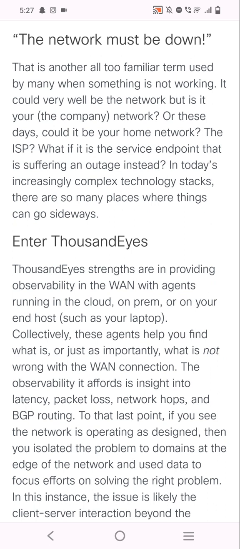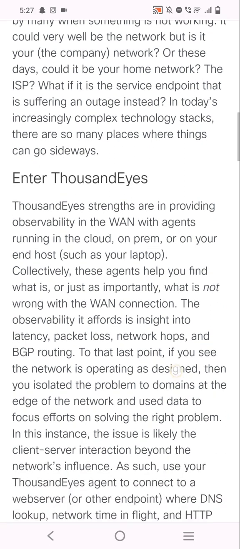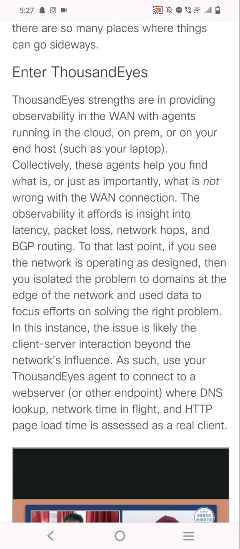In today's increasingly complex technology stacks, there are so many places where things can go sideways. Enter ThousandEyes. ThousandEyes' strengths are in providing observability in a WAN with agents running in the cloud, on-prem, or on your end host. Collectively, these agents help you find what is, or just as importantly, what is not wrong with the WAN connection.